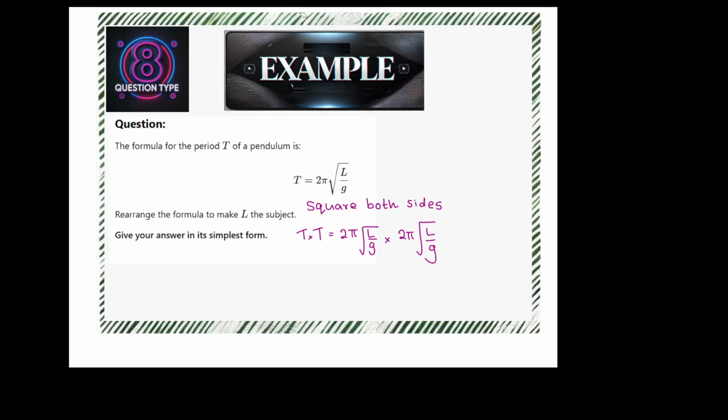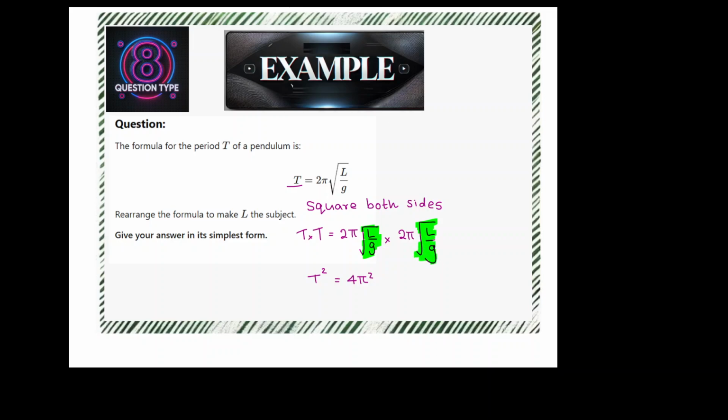So the simple way to avoid it is, what is on the left hand side? Write twice. What is on the right hand side? Just literally write it twice. So for GCSEs, this is the best way to do this. Now, T times T is T squared. Now obviously 2 times 2 becomes 4. Pi multiplied by pi is pi squared. Now I have root L over G multiplied by root L over G.